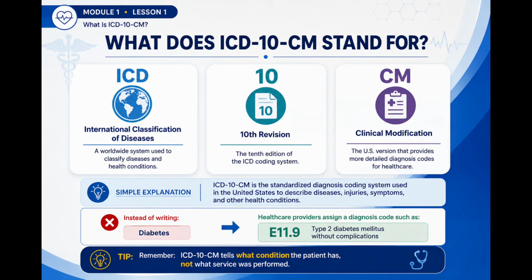Instead of writing a diagnosis in different ways, healthcare providers use specific diagnosis codes, so everyone speaks the same language. For example, instead of simply writing type 2 diabetes, a provider can assign the code E11.9, which identifies type 2 diabetes mellitus without complications.